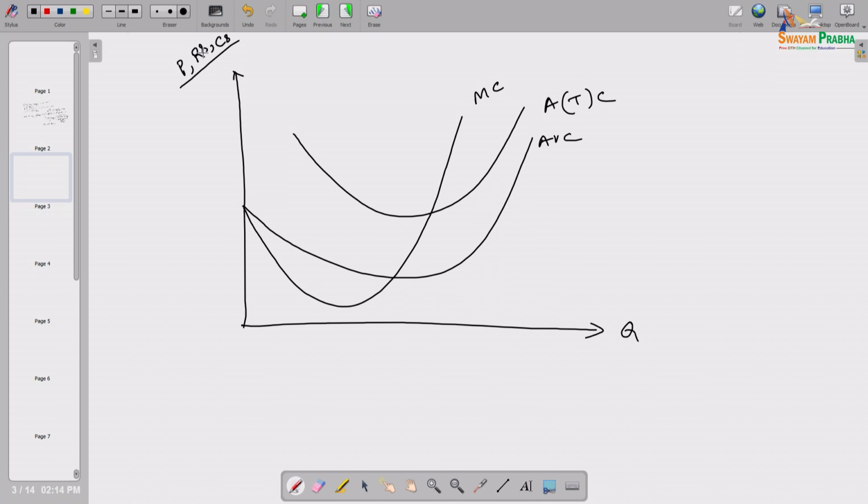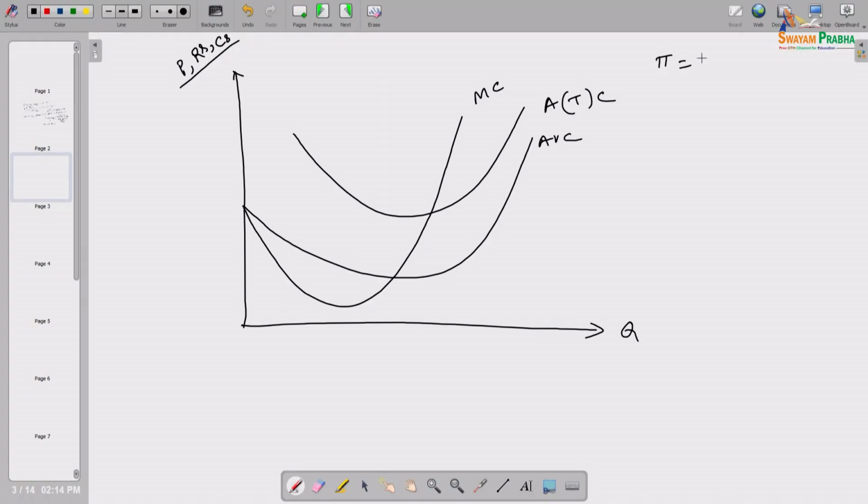Now, the cost structure is given, and the monopoly producer's profit depends on revenue minus cost. Cost structure we know. What is the revenue structure? If I produce 2 units of output, 3 units, 5 units, I have to know whether demand for my product is there in the market. That demand curve will tell me that if I produce and sell in the market, what kind of price I will get.